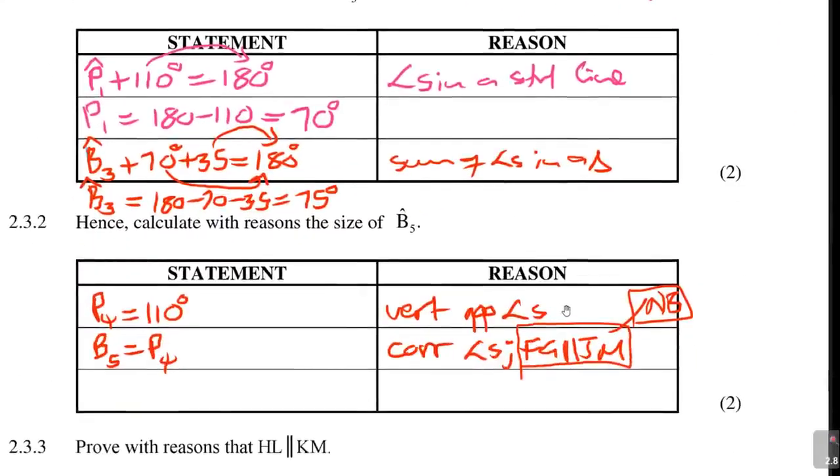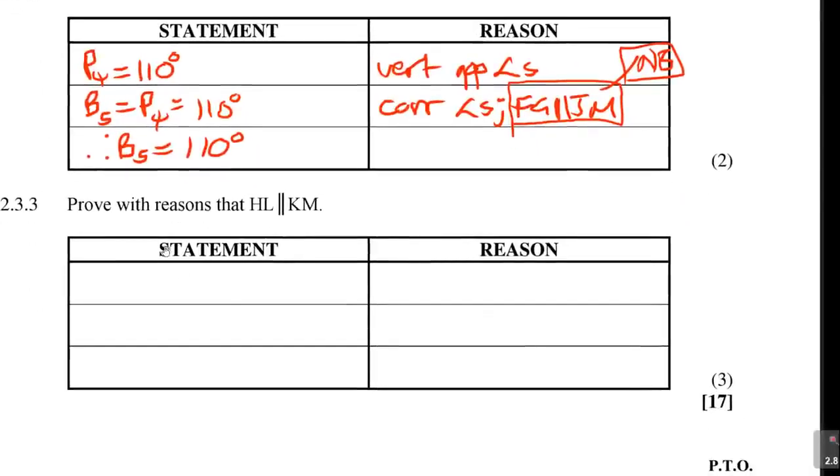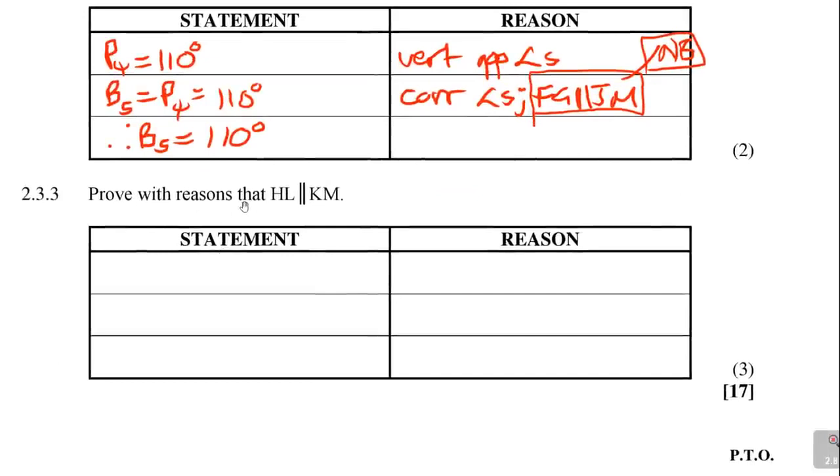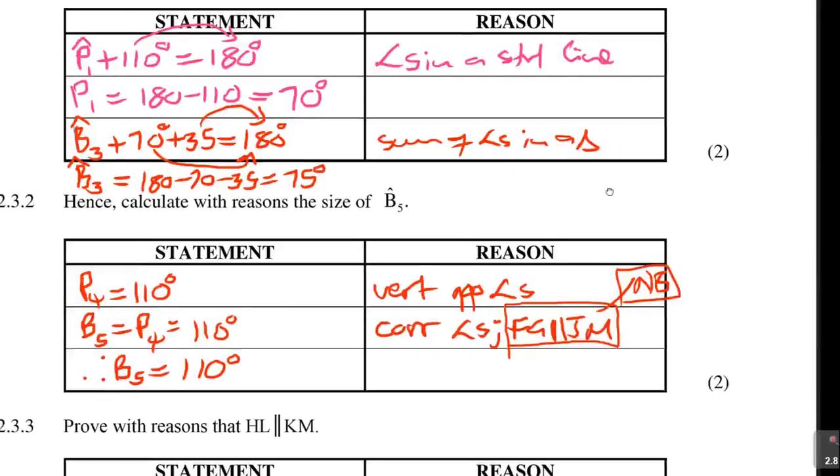There are the parallel lines, the FG and the JM. Are you with me? Then from there, you can say, therefore, B5 is equal to 110 degrees. Or you could have just said here, which is equal to 110 degrees. Alright, then we're done there. Let's move on. Prove with reasons that HL is parallel to KM. 3 marks. Prove with reasons.